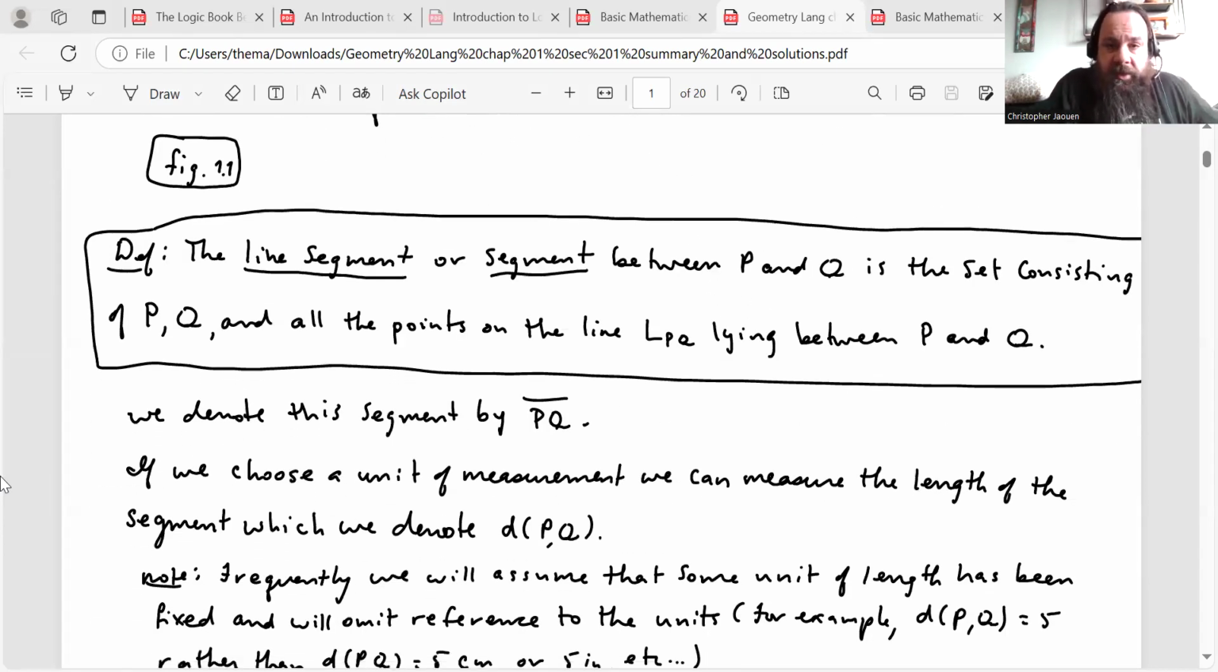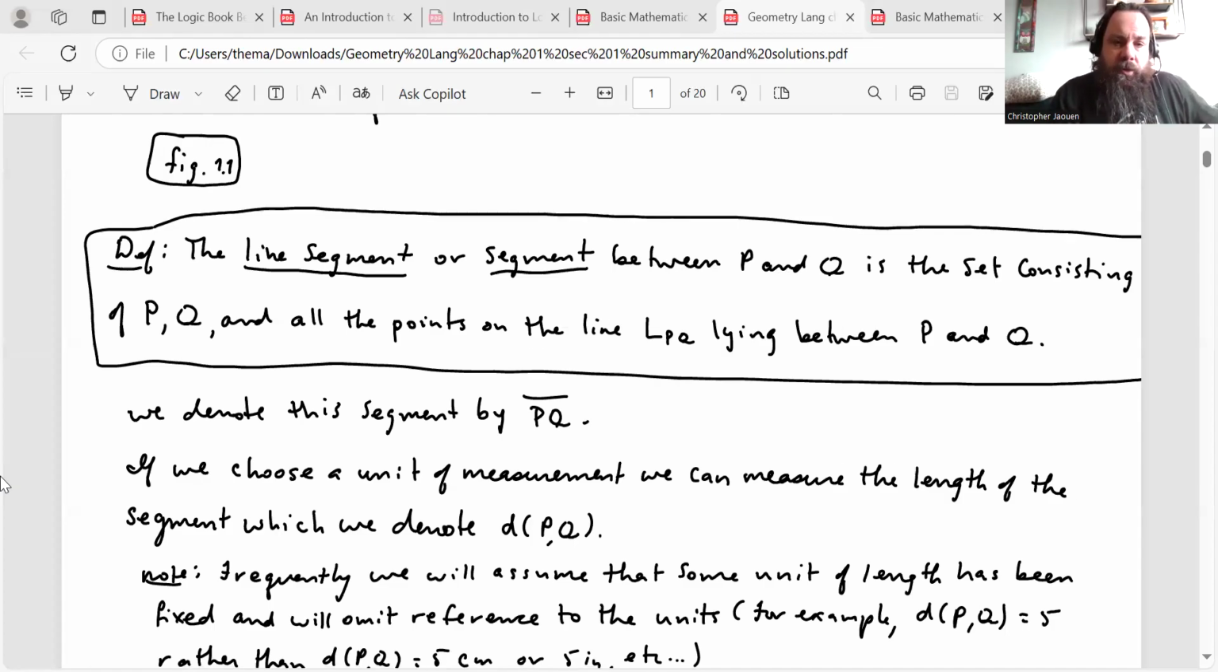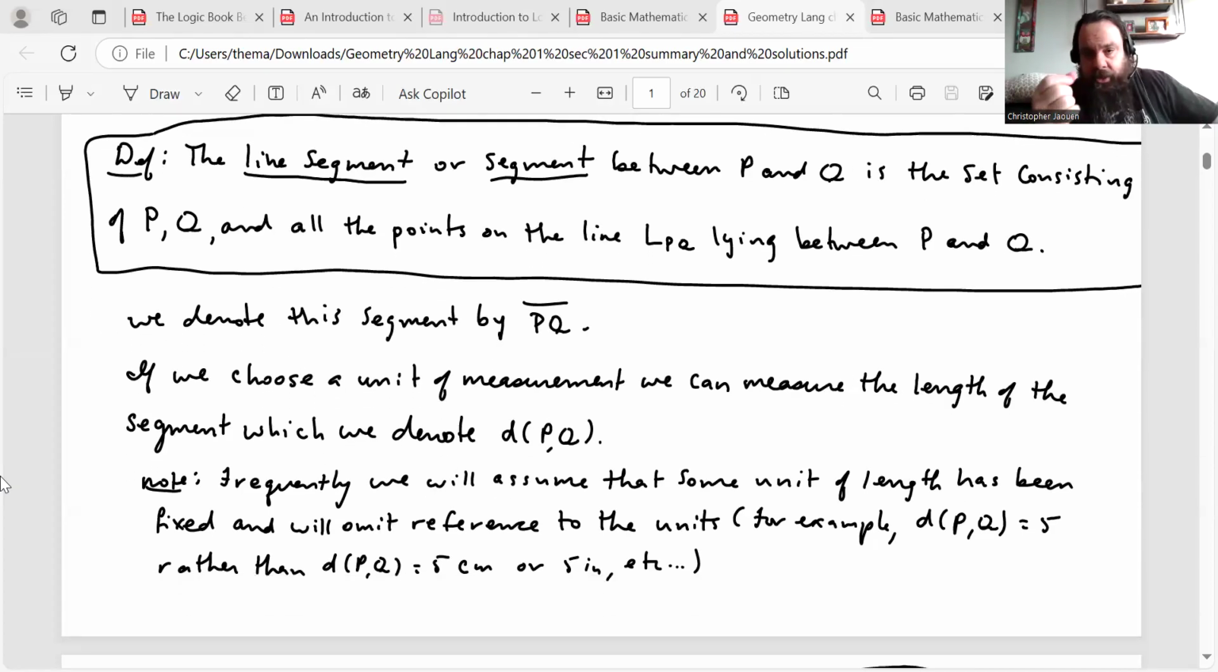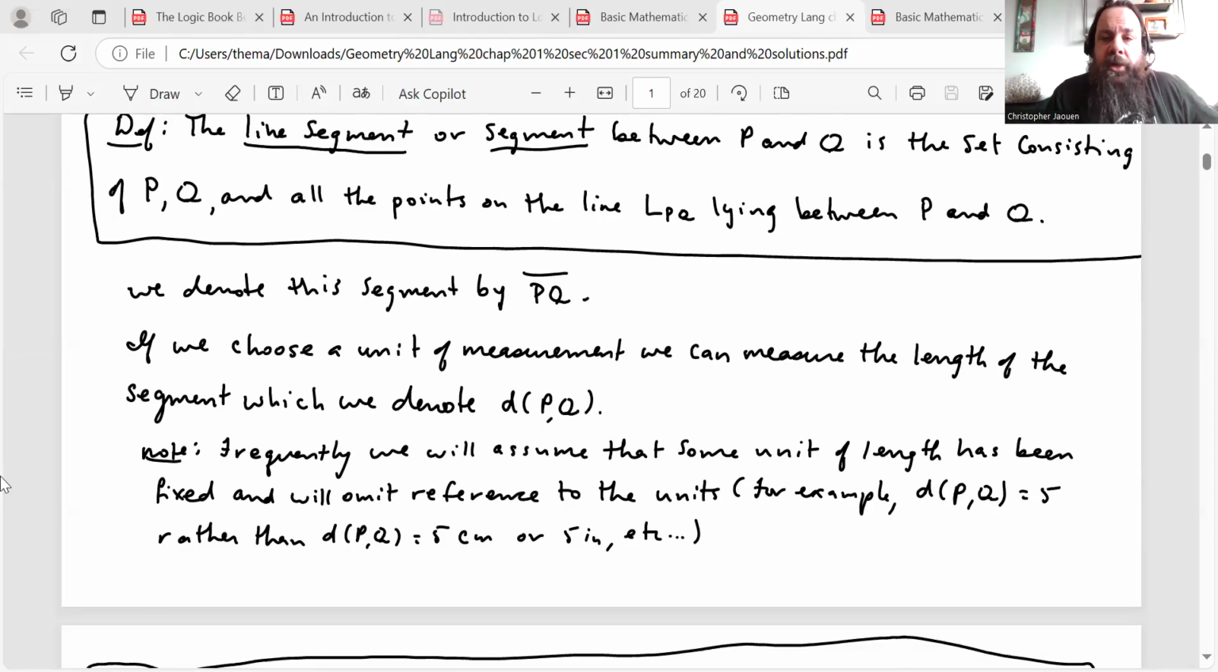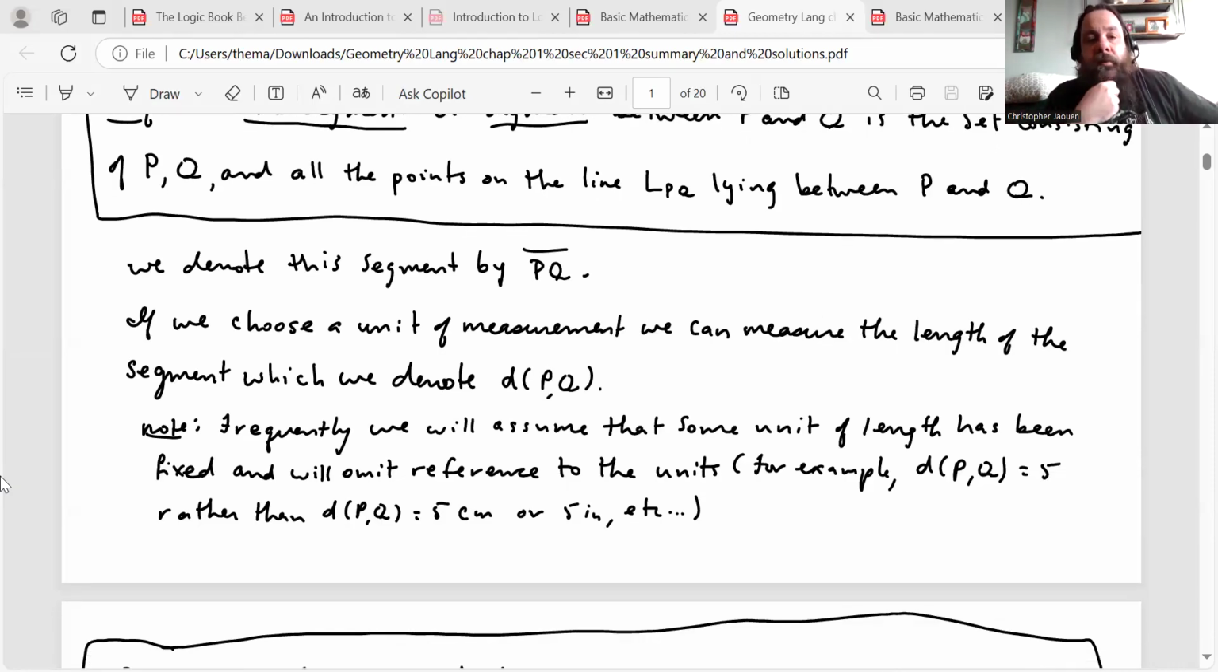All right, then we get a definition. The line segment, or just segment, between P and Q is the set consisting of the points P and Q and all the points on the line LPQ lying between P and Q. We denote this line segment by this notation here, PQ with a line segment on top. If we choose a unit measurement, we can measure the length of a segment, which we denote by d of PQ, that stands for distance between P and Q.